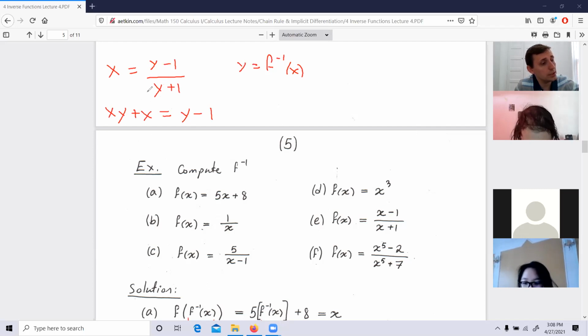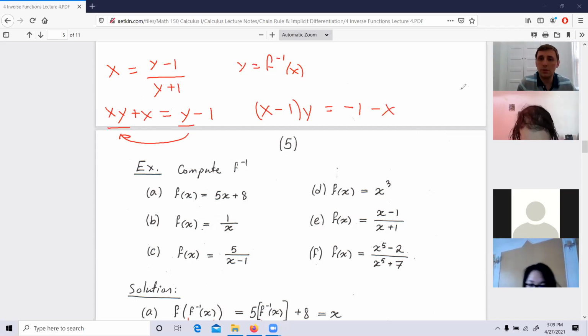So you can write it as, for instance, x minus 1 y. Do you see what I did? I took this 1 y and this, and I moved it here and factored out y is equal to minus 1 minus x. And then I solve for it. Make sense?